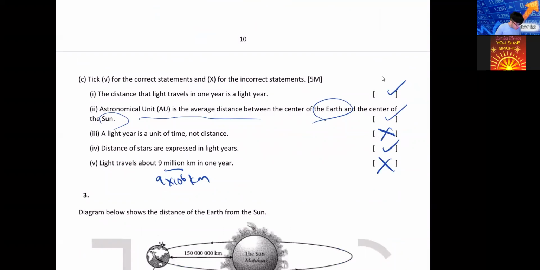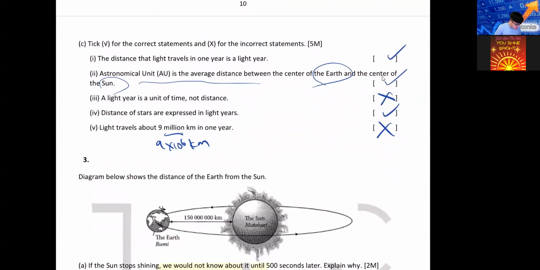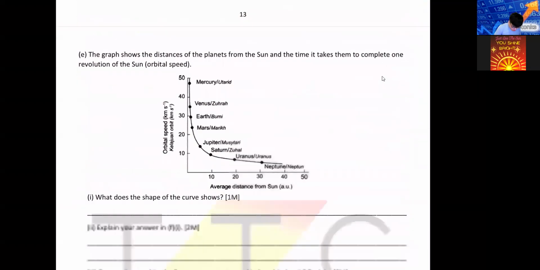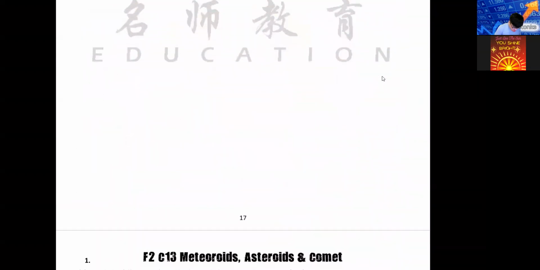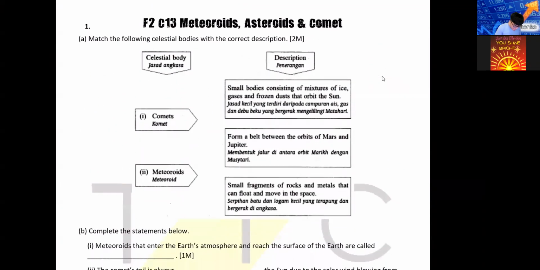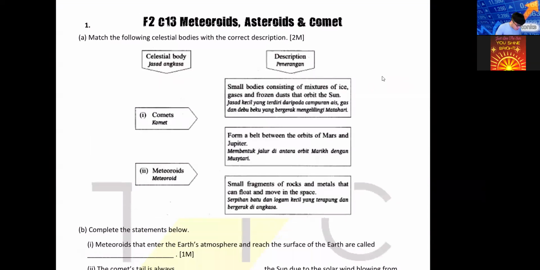Okay, so next, moving on. Let's skip to the next chapter again. Let's look at the asteroid one. Let's look at page 18.